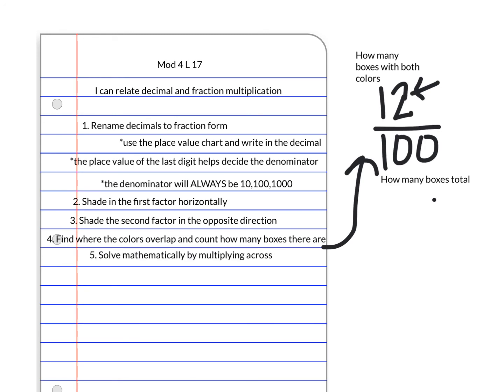So we're going to write down step 5, which would be to solve mathematically by multiplying across. We already did this on the last slide. Write this down, then play the video when you're ready.